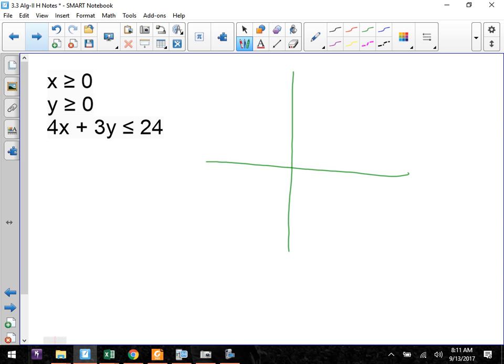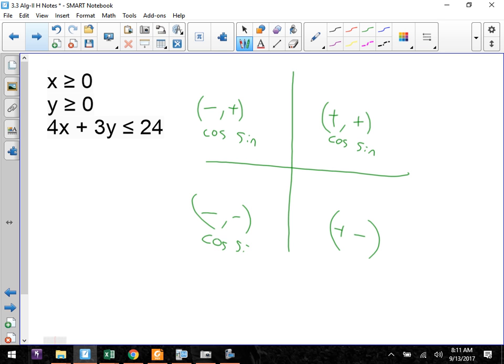Remember, just a little heads up in case you had forgotten: x is positive, y is positive; x is negative, y is positive; x is negative, y is negative; x is positive, y is negative. Oh, just so you remember this: cosine, sine, cosine, sine, cosine, sine, cosine, sine.